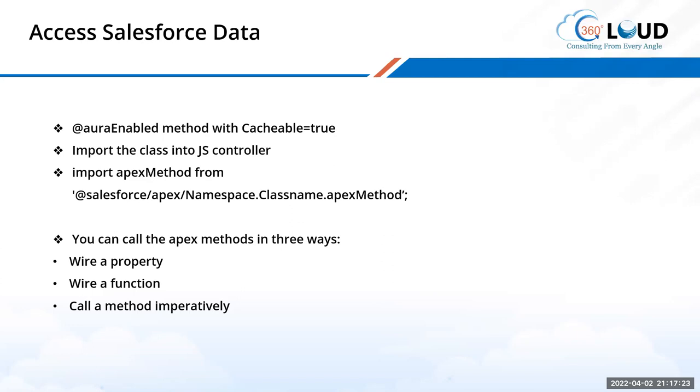In wire a property, with a single line of code we can call Apex methods. And in wire a function, we can handle the processing when there are errors or when some data processing needs to be done after the server-side call. And there are 3 things; the third is calling a method imperatively. So we will learn how to call a method imperatively.